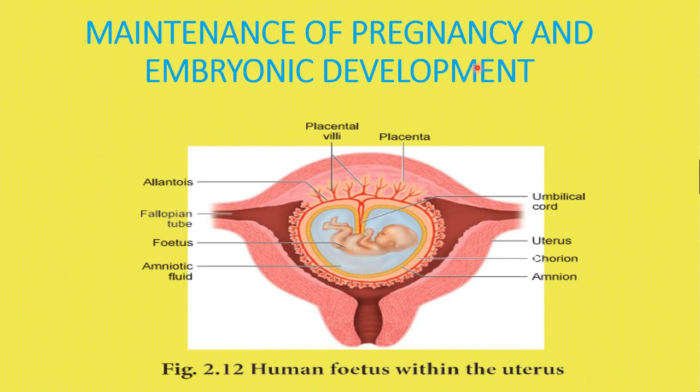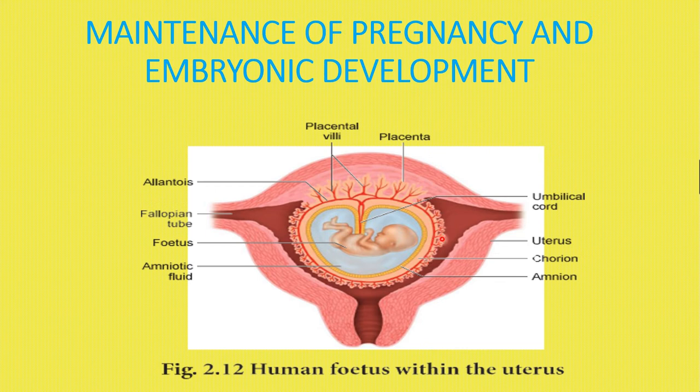Today we are going to see about maintenance of pregnancy and embryonic development. So pregnancy or gestation period, about 40 weeks, we have studied, and how the embryo develops during the pregnancy period, and during the development, what are the membranes around the embryo, and that is nothing but amnion, chorion, allantois. These three membranes are extraembryonic membranes, and you can see the chorion membrane.